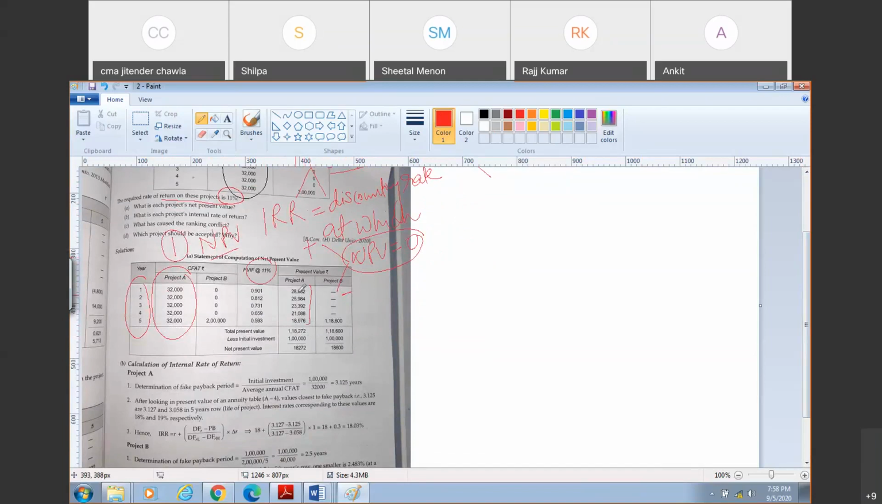After doing it, these are my DCF, discounted cash flow, which you already know. This is the sum of my DCF, 118,272, minus cash outflow of 1 lakh. So my NPV is 18272. Am I right?